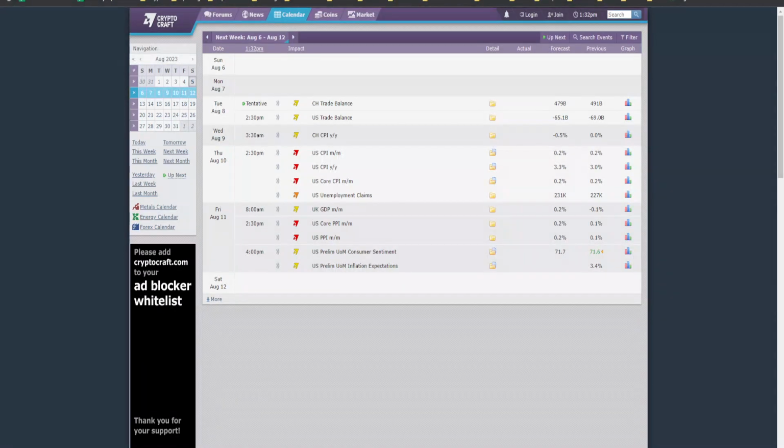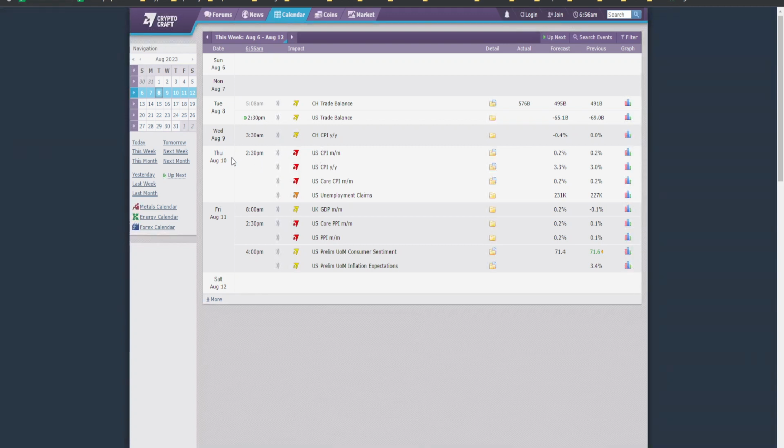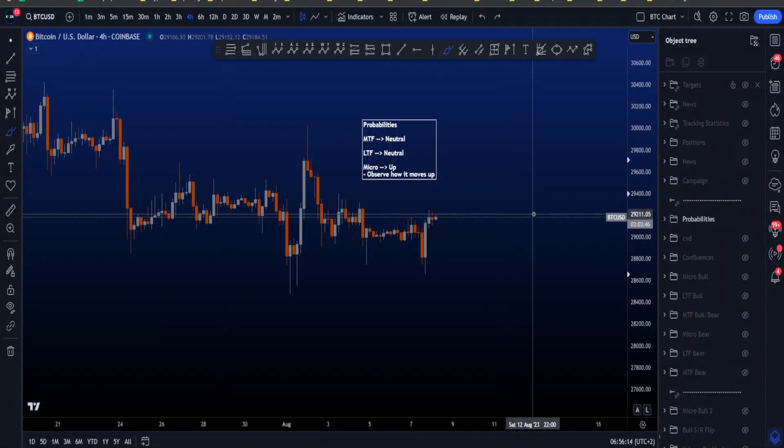Now there is news, by the way, before I forget, just thought about it. We do have news this week, not today, but this week at 2:30 p.m. Central East European time on Thursday, and also Friday 2:30 p.m. Central East European time. So make sure you trade safe around these hours.